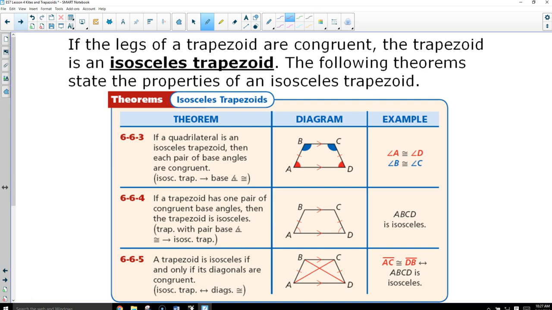If the legs, so remember the legs are not the bases, of a trapezoid are congruent, then it's called an isosceles trapezoid. So these are theorems about isosceles trapezoids. A regular trapezoid still exists. It's just when it is an isosceles trapezoid that we have a bunch of special properties. What I know is that the base angles are congruent. So A is congruent to D and B is congruent to C.